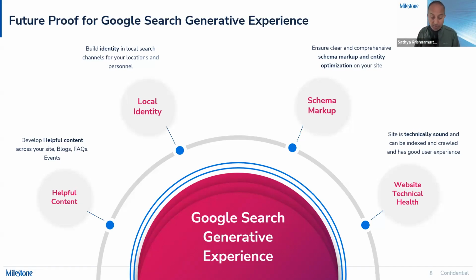Local identity has been there forever, but more and more emphasis is being placed on it right now, because if you are a multi-location business, if you have branches or locations, having a strong local identity makes you present in a lot of these local searches. Search generative experience and AI search look up this information to make sure they are showing you up in these searches.